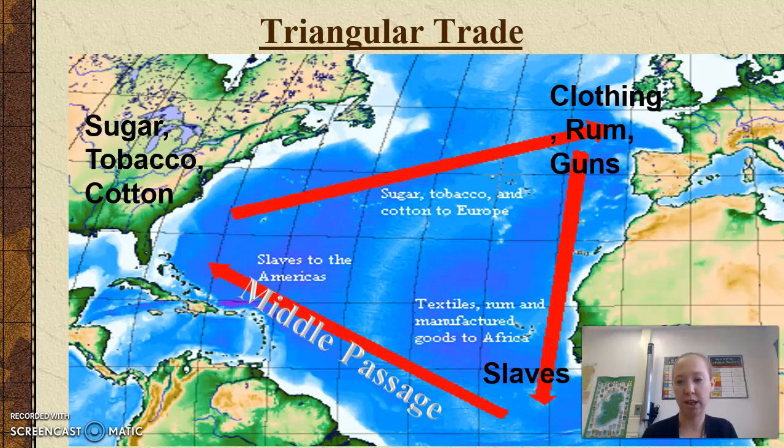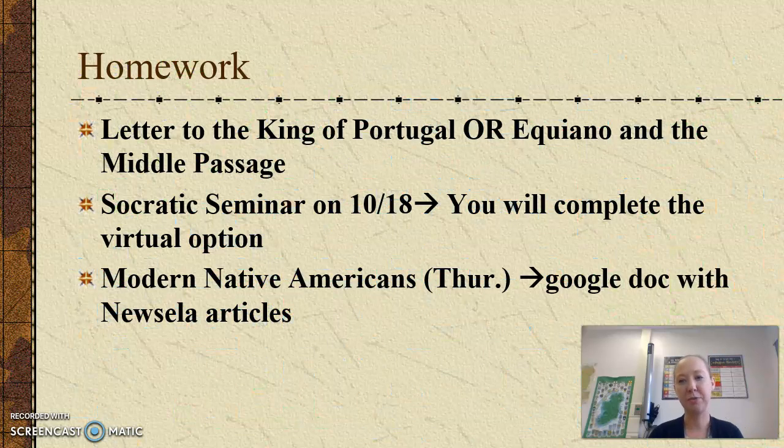Your homework that I'm going to explain here in a minute really deals with this Middle Passage here. And you're going to be looking at some different documents that deal with that. All right, so that is your notes. Like I said, we had a very small amount of notes this week for World History 2. I just want to take a couple moments here to go over your homework and some other expectations here.